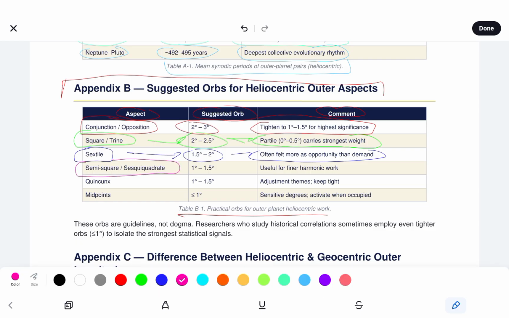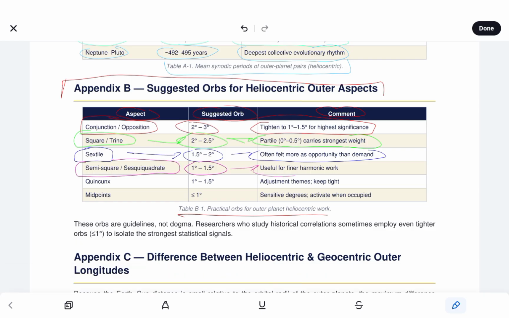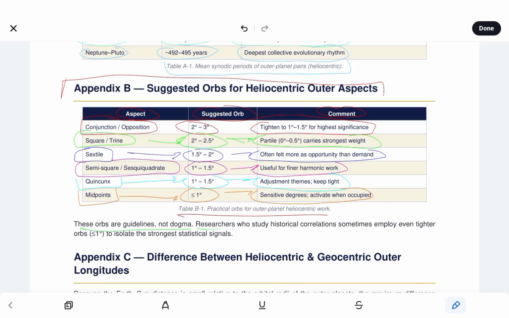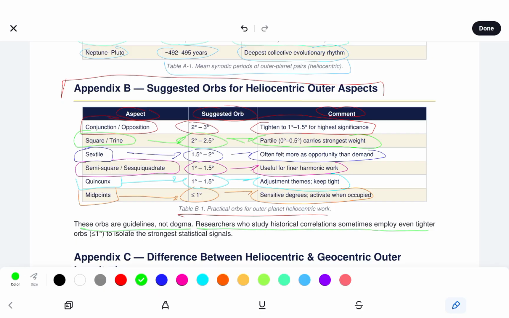Semi-square and sesquiquadrate, 1 degree through 1.5 degrees, useful for finer harmonic work. Quincunx, 1 degree through 1.5 degrees, adjustment themes, keep tight. And we see midpoints, which are going to be less than 1 degree. Sensitive degrees, activate when occupied. These orbs are guidelines, not dogma. Researchers who study historical correlations sometimes employ even tighter orbs, less than 1 degree, to isolate the strongest statistical signals.